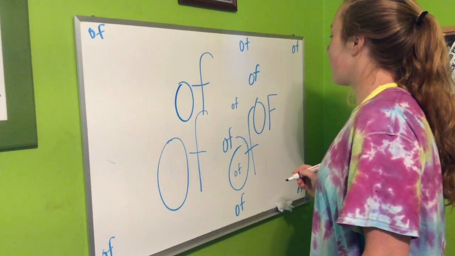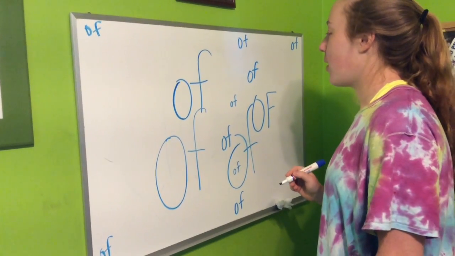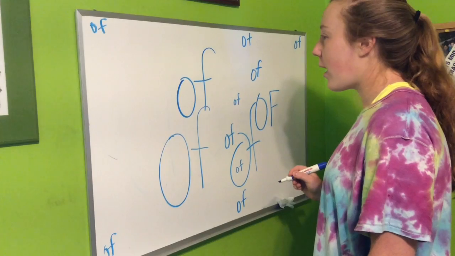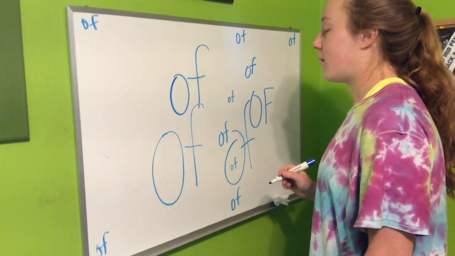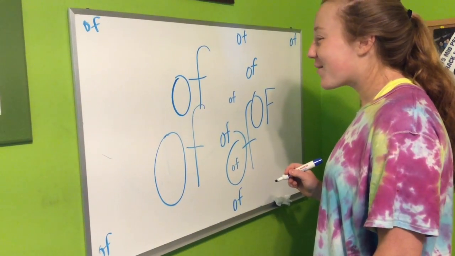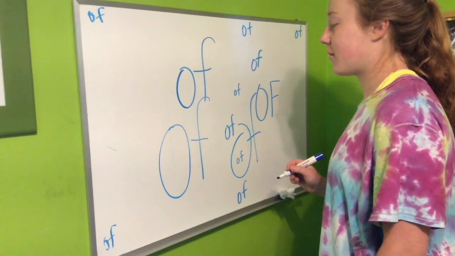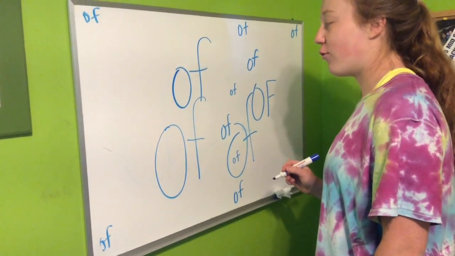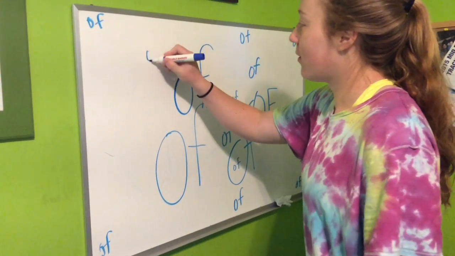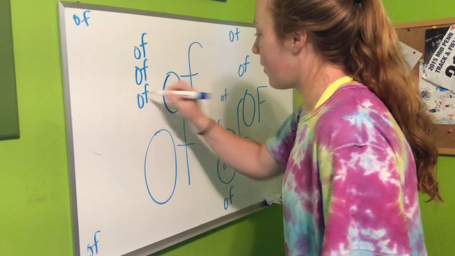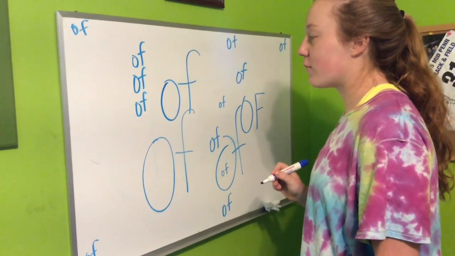How do you spell of? O-F. How do you spell of? O-F. How do you spell of? O-F. Whisper it. O-F. Say it in a mouse voice. O-F. Say it in a robot voice. O-F. Say it in a giant voice. O-F. Write it 3 more times. What is that word? Of. What is it? Of. What is it? Of.